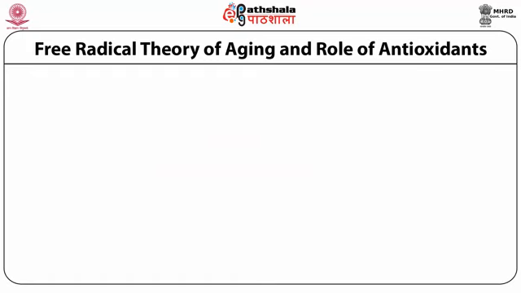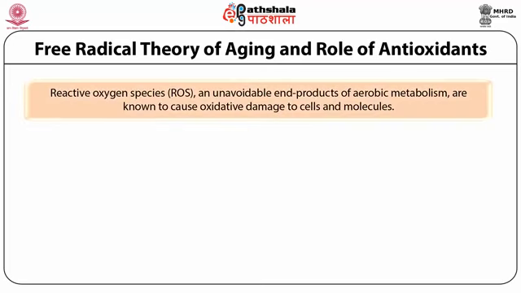Now we discuss the free radical theory of aging and the role of antioxidants. Reactive oxygen species, or ROS, an unavoidable end product of the aerobic metabolism, are known to cause the oxidative damage to the cells and the molecules.